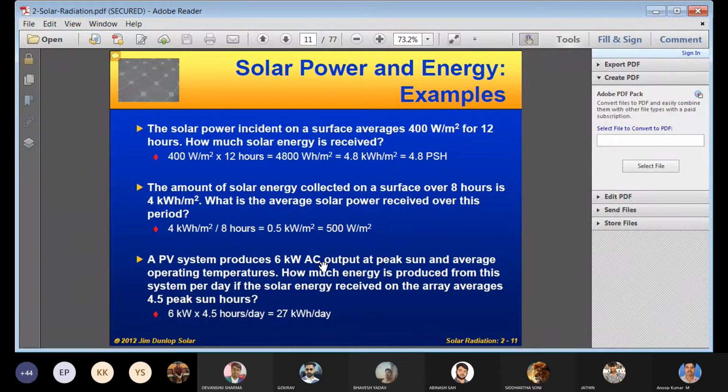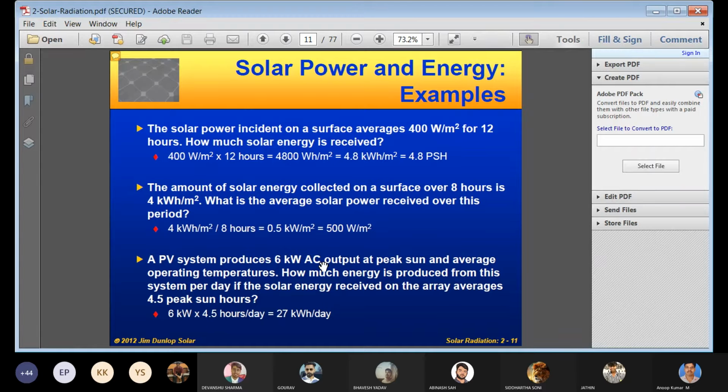It is very simple. Power irradiance is given, watt per meter square. Power is given, so energy means power into time. For 12 hours it is getting 400 watt per meter square. So energy is 400 watt per meter square into 12 hours, which is 4800 watt hour per meter square, or 4.8 kilowatt hour per meter square.